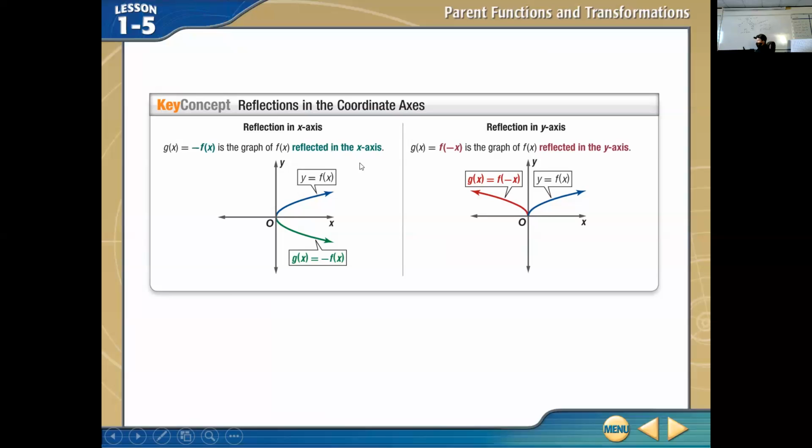You can remember this when we were talking about parabolas in Algebra 2, that when we have a negative a value, the parabola points down. That's just a reflection about the x-axis, okay, the negative a value.